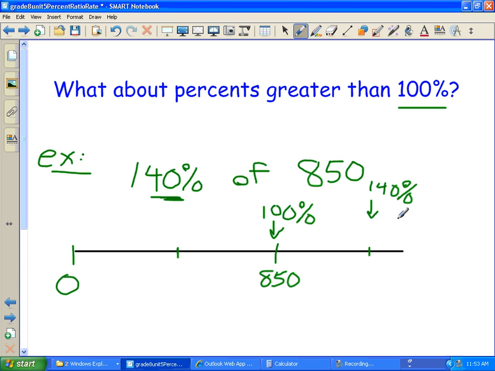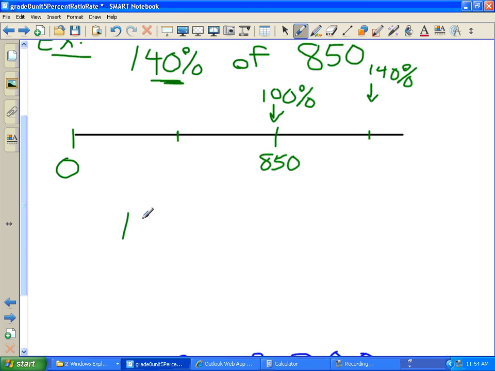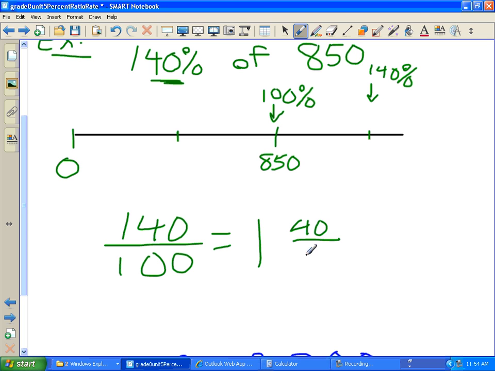How do we calculate that now? Well, let's change our percent to a decimal. So I'll take 140 and change it to a fraction. Percent, remember, means out of 100. That's going to be one whole and then 40 out of 100. Now if you were to change that to the decimal, it would be one whole and 40 hundredths.